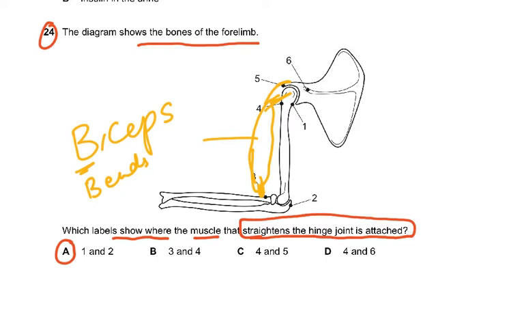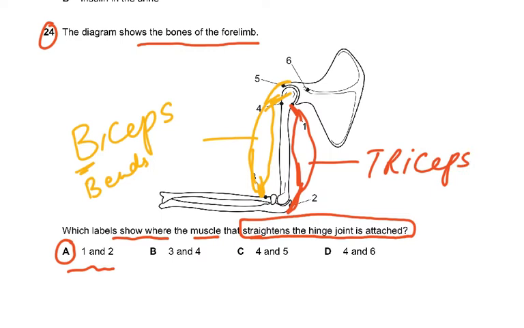And then, of course, we have the triceps at the back. So the triceps is attached here and here. This is what you have to understand: the triceps would be the one attached at 1 and 2. It shows the muscles which straighten the hinge joint. So this is the triceps muscle. The triceps muscle does what? Extends the arm at the elbow. You want to straighten your arm. When you straighten your arm, you extend your arm. And that, of course, is the triceps muscle, and that is 1 and 2.